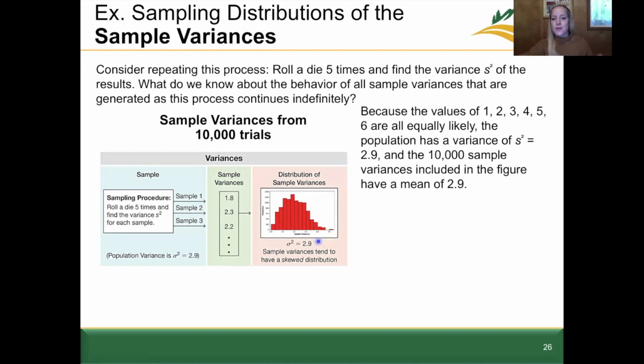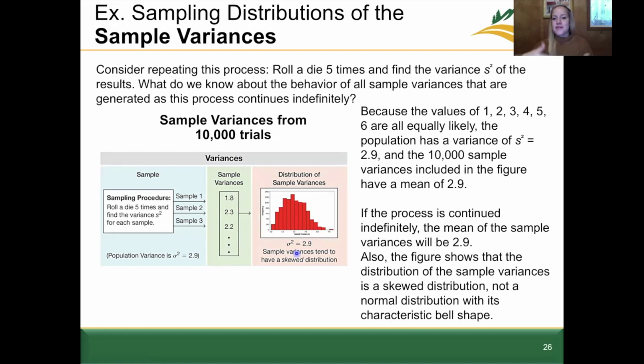So because the values of 1, 2, 3, 4, 5, 6 on a die are all equally likely to occur, and given what we see here in this visual, so we're taking all the sample variances, we take the mean of all those sample variances, then we get a population variance, or sigma squared, of 2.9. If this process were repeated indefinitely, many, many times, then the mean of the sample variances, aka the population variance, will be 2.9. Also, again, it's important to point out, the distribution of those sample variances is a skewed distribution. It's not a normal bell-shaped symmetric curve.